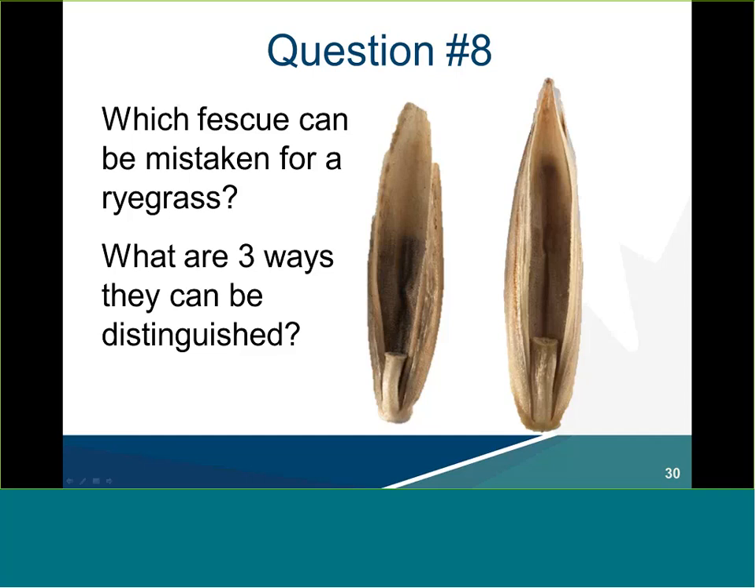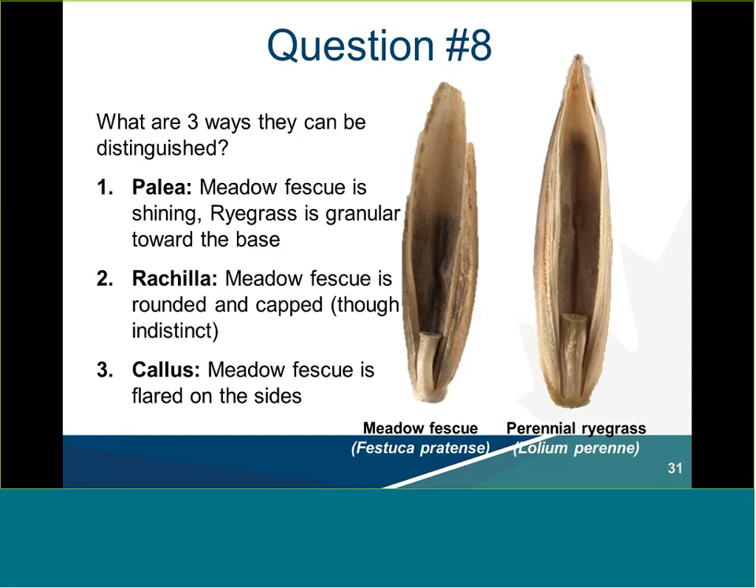Okay, I'm going to give you folks a few more seconds, and I'm going to put the answers up. All right, let you finish up there, and we'll take a look at what I found. So the Poaceae, meadow fescue, smooth all the way through. Ryegrass is granular towards the base. Doesn't matter, annual or perennial. I'm just talking about ryegrasses in general.